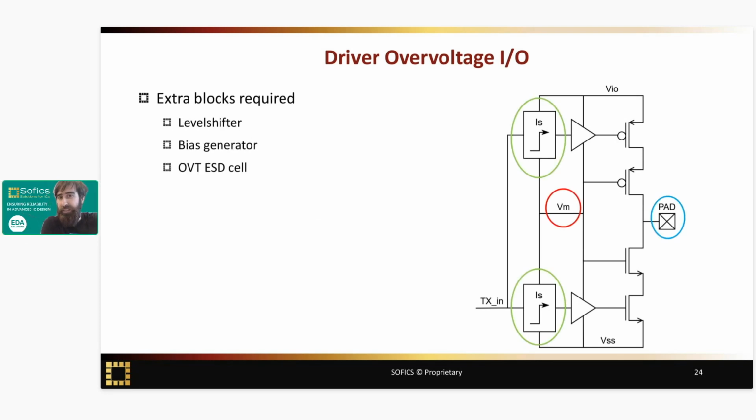So if we now look at what extra design complexities we have introduced: a level shifter, which needs to be designed and also work on this higher overvoltage and not break. We have introduced an extra voltage rail, which we will typically need to generate internally on the chip with another bias generator. And the ESD cell connected to the pads also needs to be overvoltage tolerant in our design example.